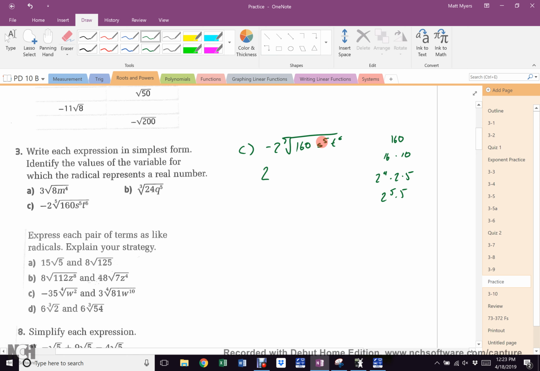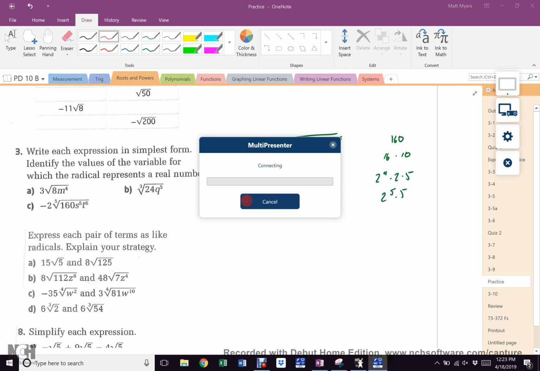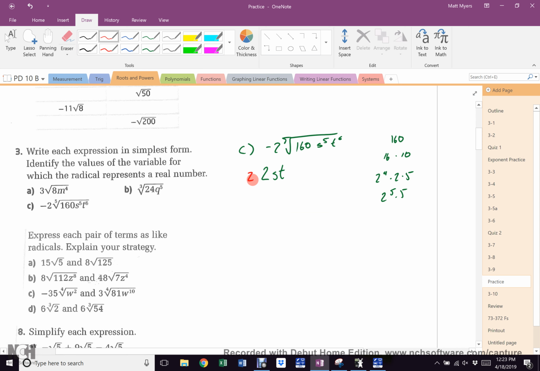Can I get a group of S's out? Yes, so out comes a single S. Can I get a group of T's out? So out comes a single T. What was already out there? I know it's blue. What was already out there? -2. What do all those numbers do? They multiply together to get -4 ST, fifth root. What did I leave under there? A 5 and a single T. That's the hardest one. Does anybody need to know more than that?